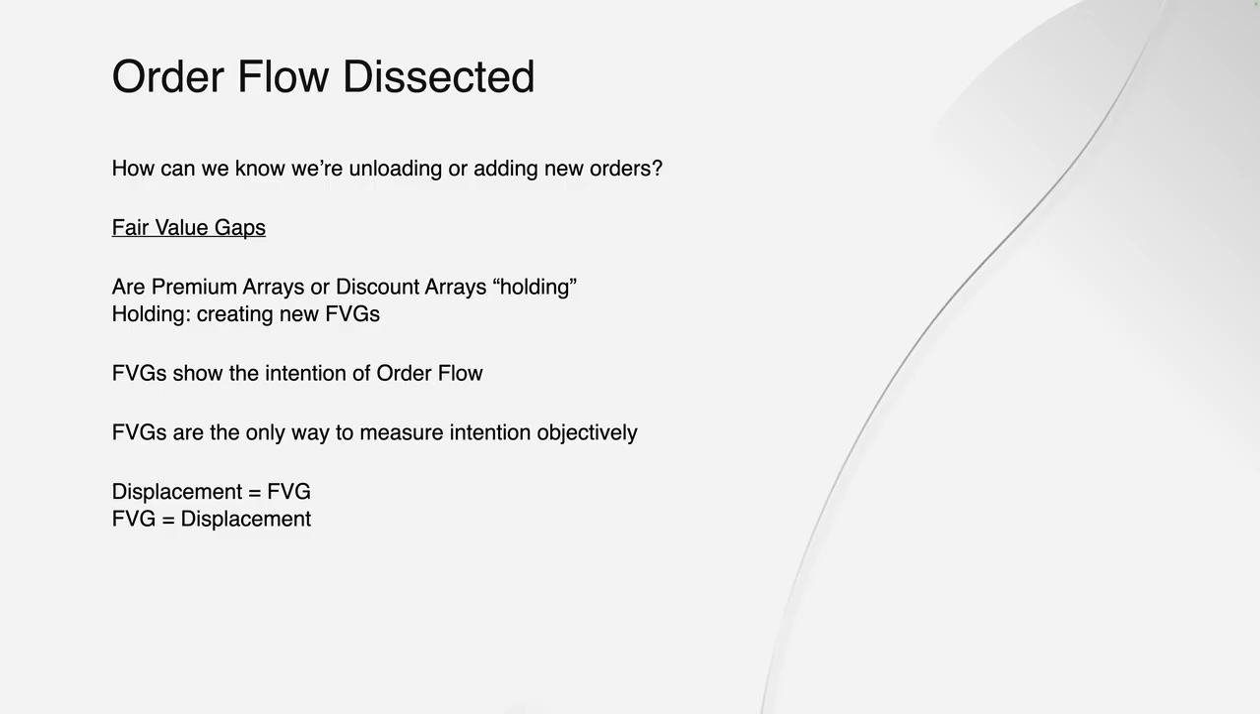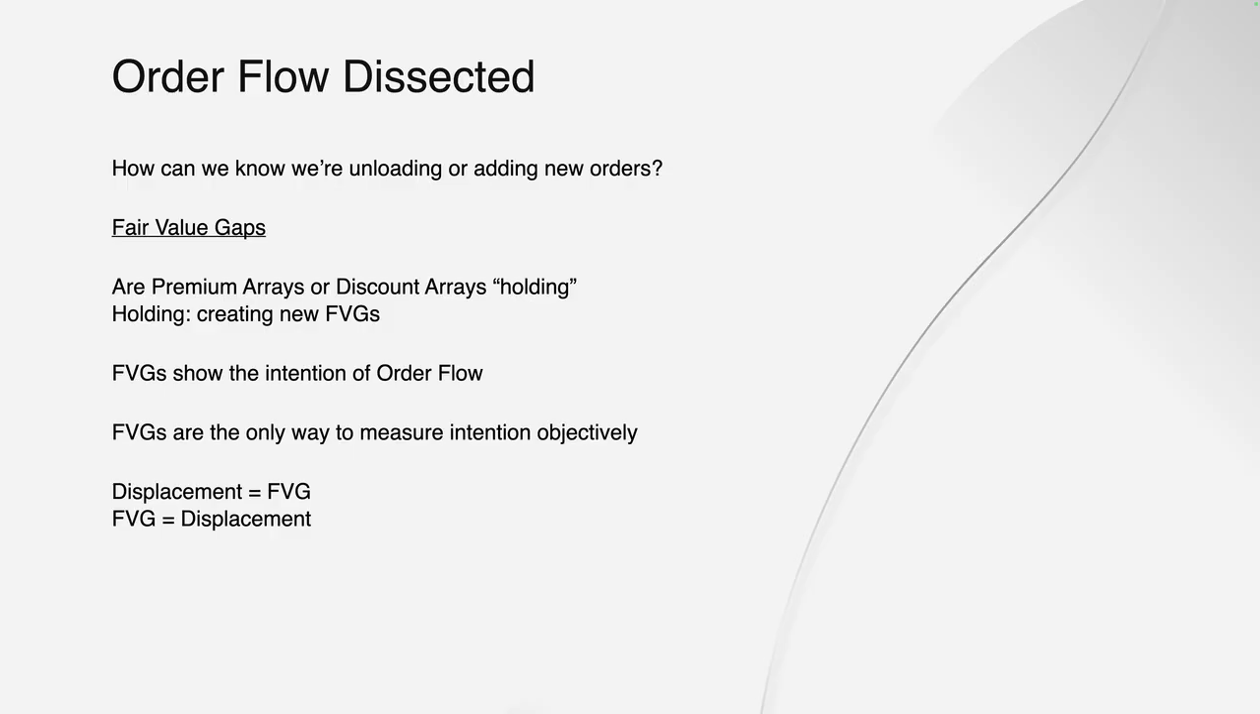So order flow dissected. How can we know we are unloading or adding new orders? So how can we know if they are essentially removing orders or if they are adding new orders into the market? So what is their position essentially? That is told through fair value gaps. So are premium arrays or discount arrays holding? And what then does holding mean? What does it mean if a discount array is holding or is being respected essentially? Holding means creating new fair value gaps.